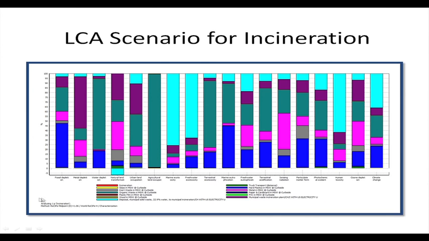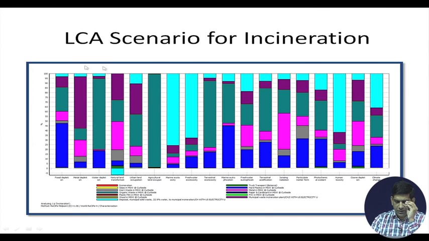For incineration, here again we see the light green color seems to be dominating in many of them. Truck transport is very common. Then organic waste is also one of the dominating criteria here. So these are again the contributions towards different impact categories by different activities. So that's what you are getting there.